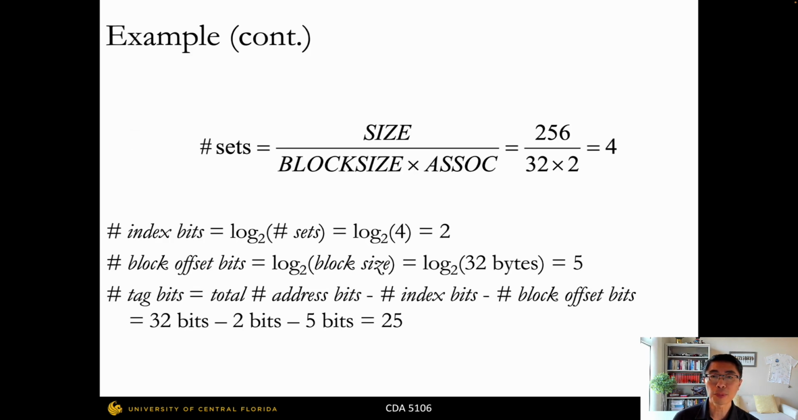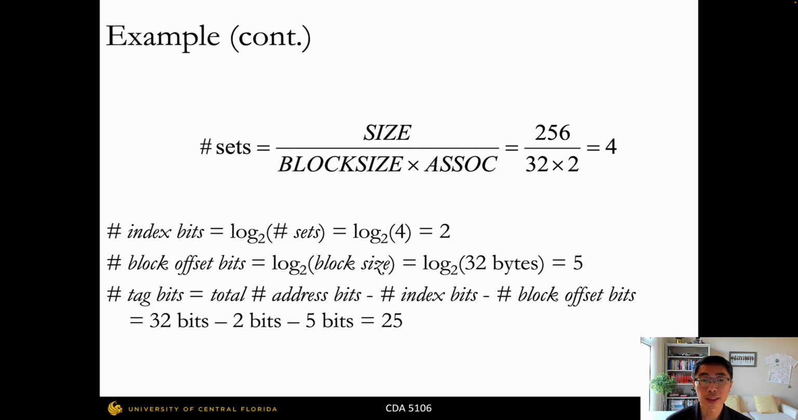All right, so let's first compute the size of each field. In this case, we divide the size by the block size and associativity to get the number of sets. So we have 256 bytes divided by a 32-byte block size and 2 associativity, which comes down to 4. So we have 4 sets instead of 8 with the direct map cache. The number of index bits is also fewer. In this case, we have 2 bits because log 2 of 4 is 2.